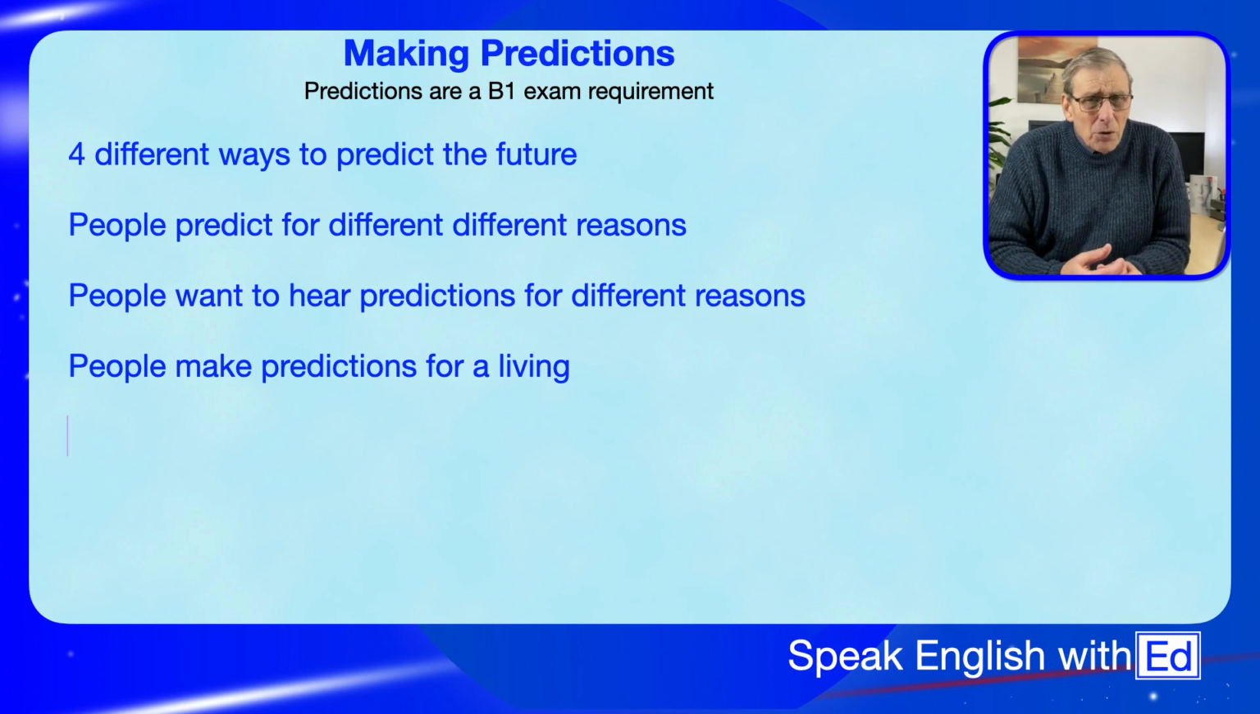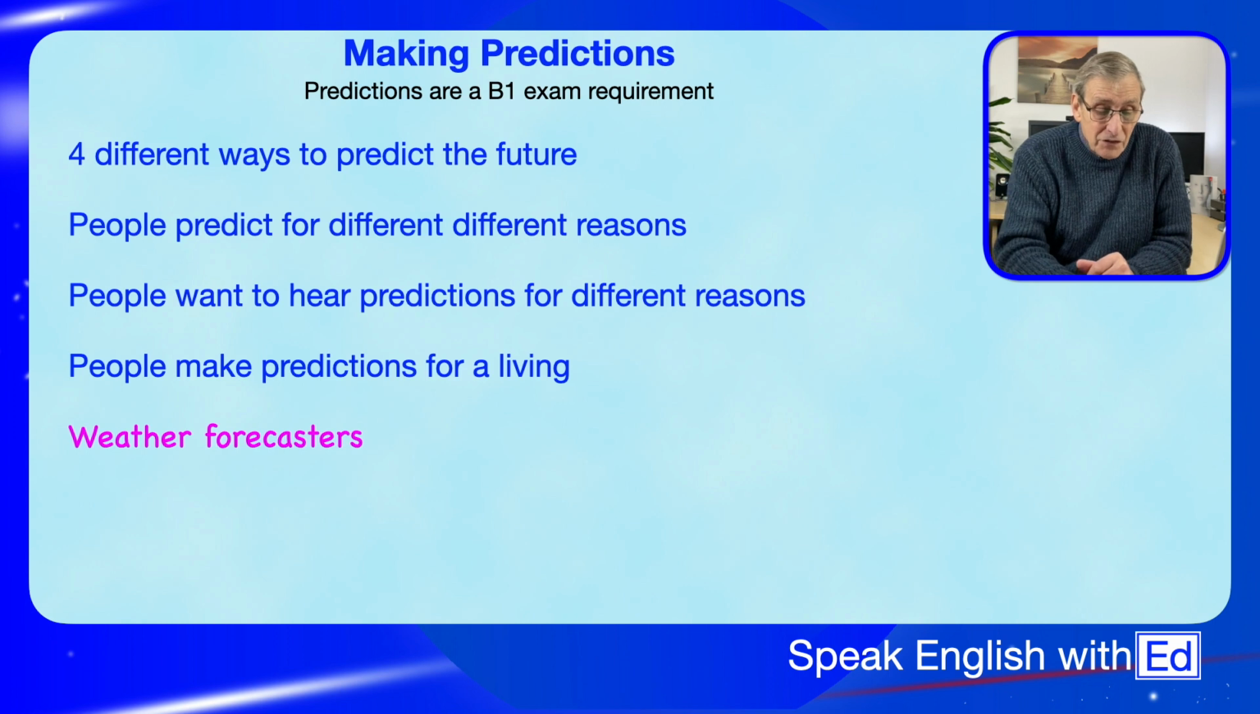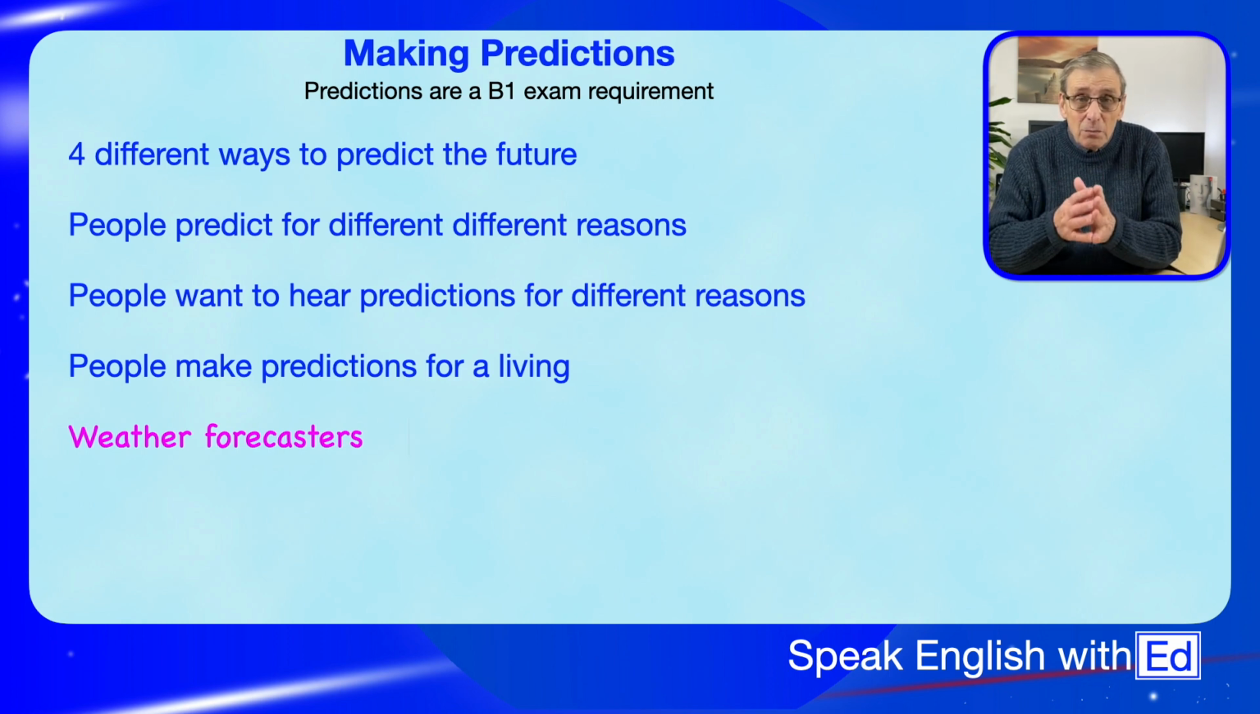Can you think of anybody that makes a prediction for a living professionally? I don't mean their name. I don't mean an actual person that you know, but I mean the job. Can you think of any jobs that are professional predictions? Well, I can think of one. There's weather forecasters. They predict for a start. They predict the future. They predict what the weather is going to be like tomorrow.